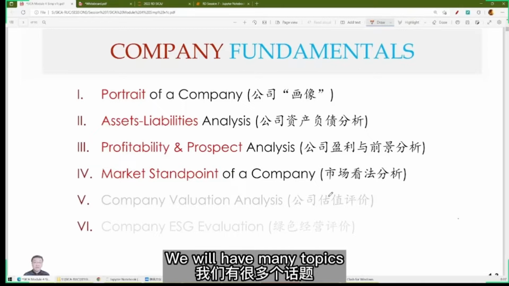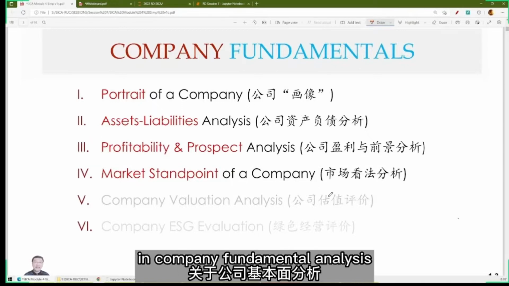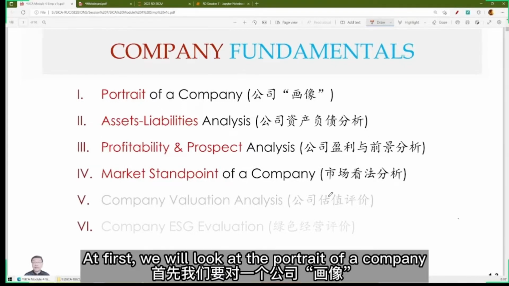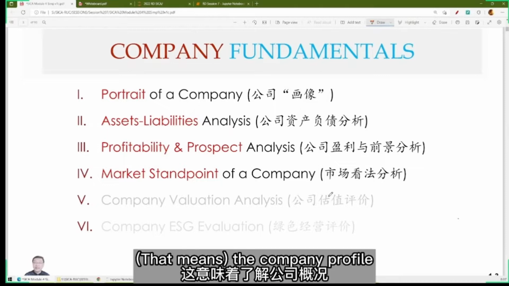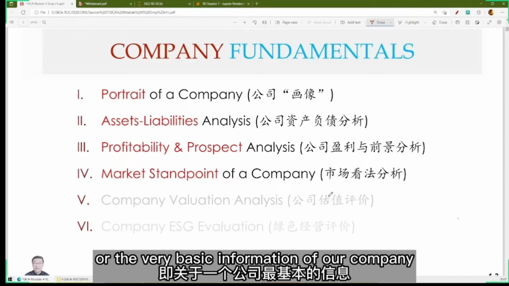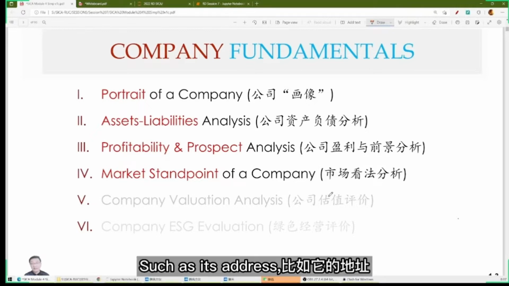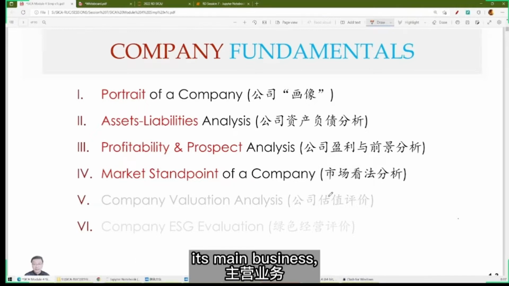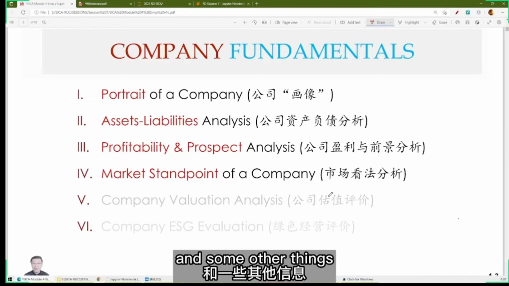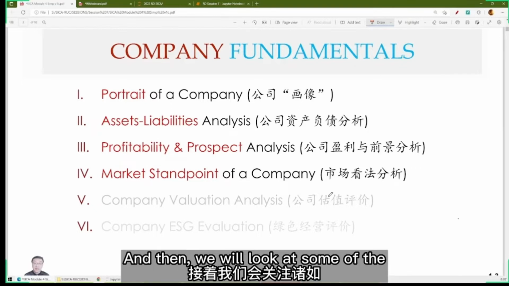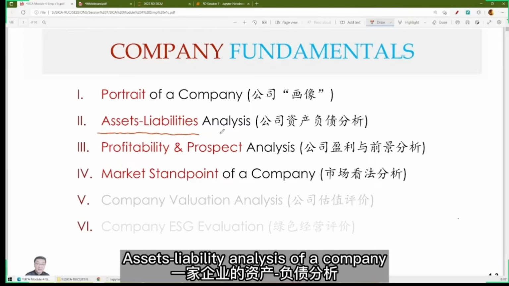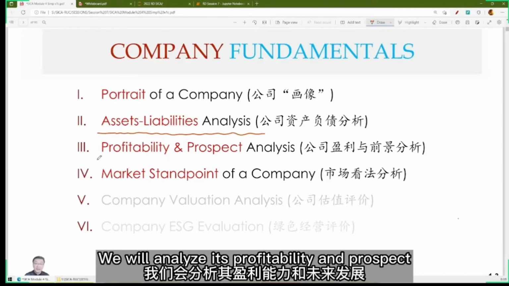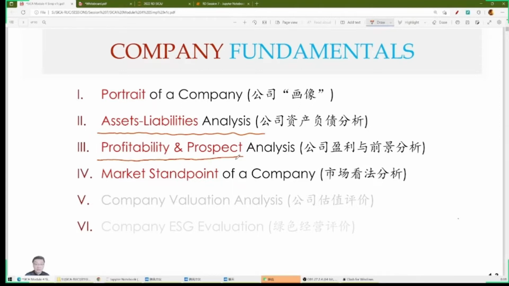We will have many topics in company fundamental analysis. At first, we will look at the portrait of a company. That means the company profile, or the very basic information about a company, such as its address, its main business, its management, and some other things. And then we will look at some of the asset liability analysis of a company. We will analyze its profitability and prospect.